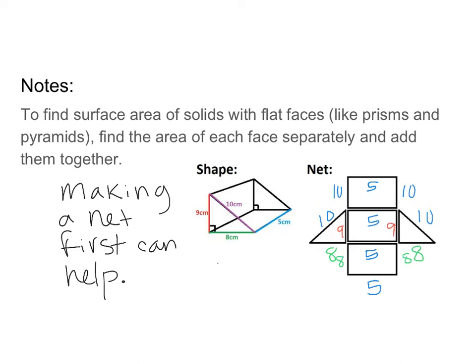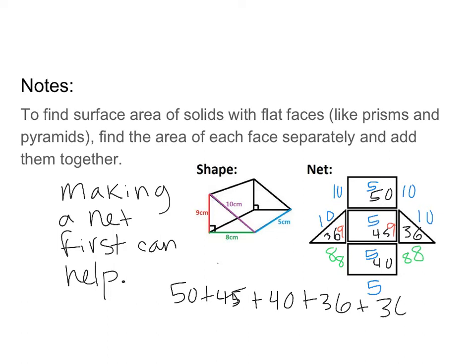Then you add together each of the areas. So we have an area of 50, area of 45, area of 40, and then two areas of 36. And then you would add them all together: 50 plus 45 plus 40 plus 36 plus 36 for a total of 207. So then the surface area would be 207 centimeters squared.